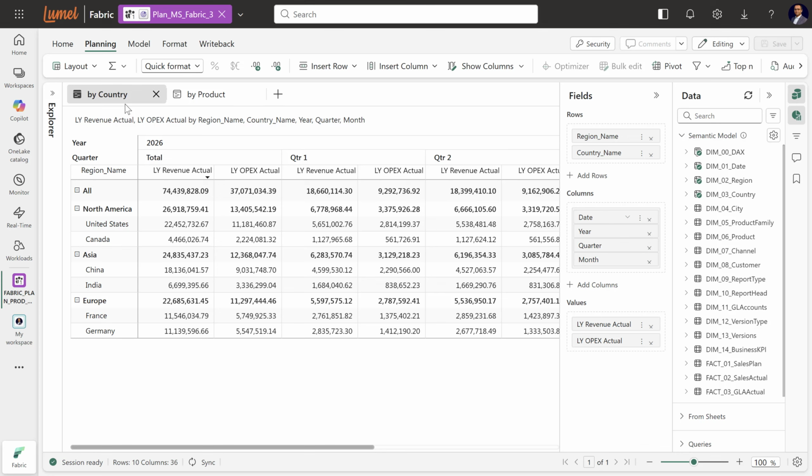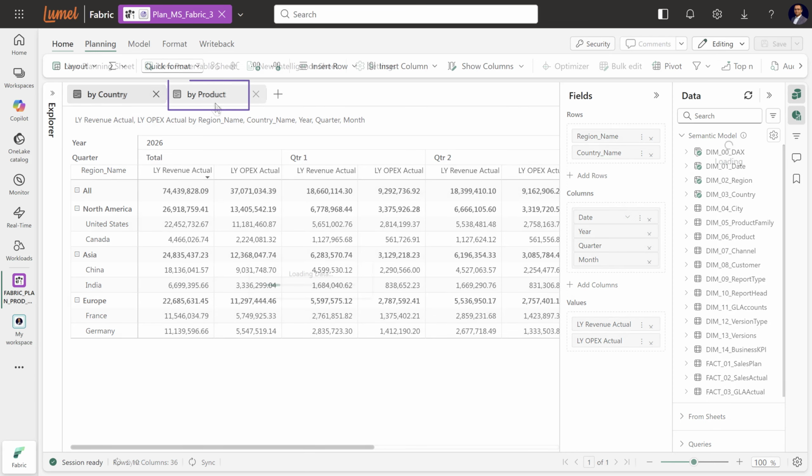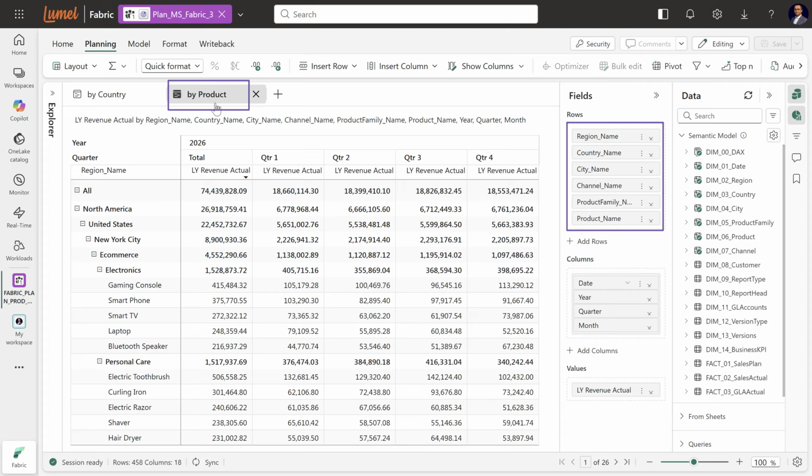Hi, my company's CFO wants me to plan and allocate the operating expenses at product level. We have two apps named Country and Product. Observe that our Country app holds two dimensions, region and country. On the contrary, our Product app shows six dimensions, including region and country, all the way till the product dimension.